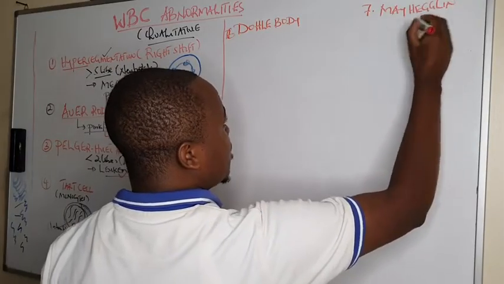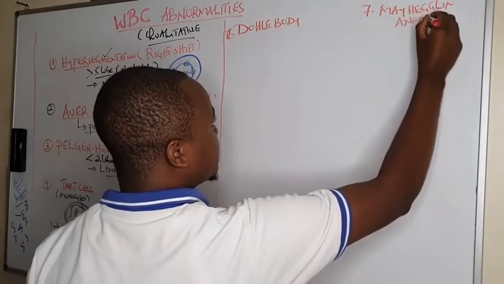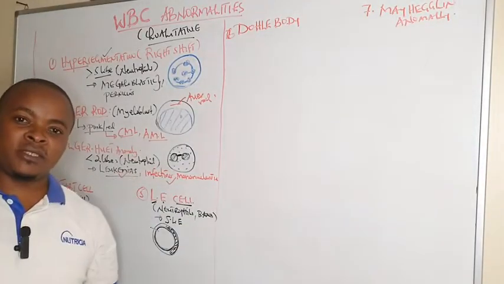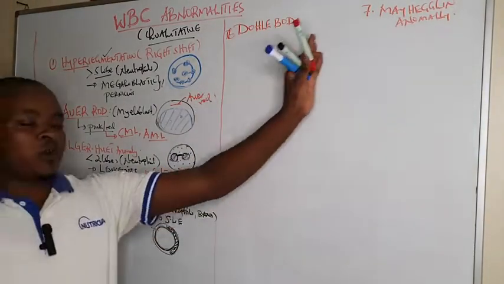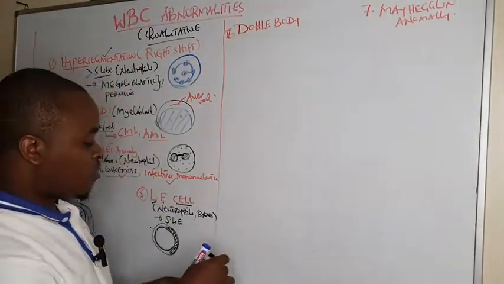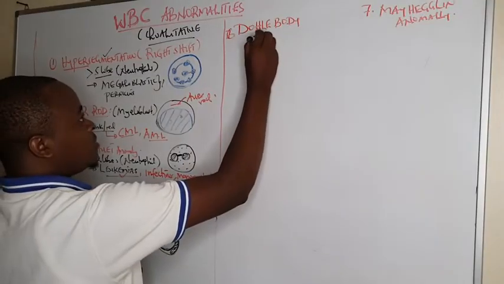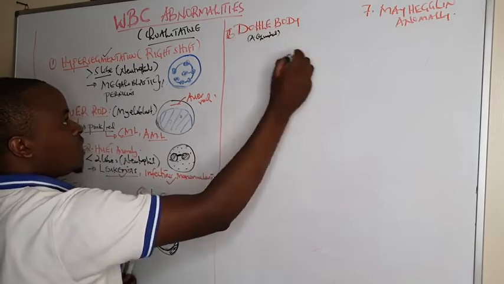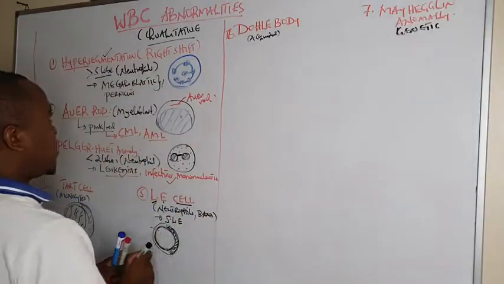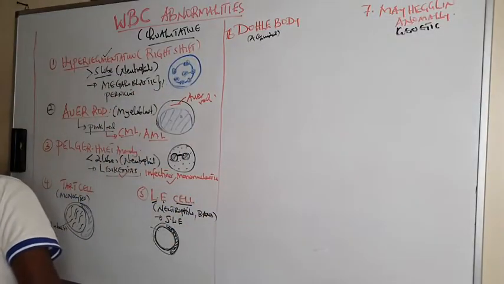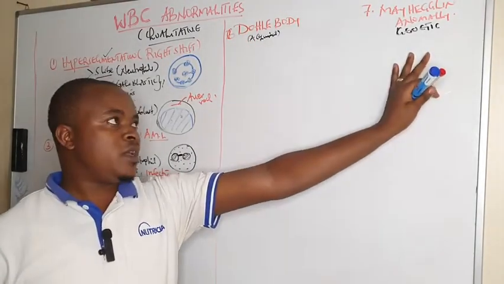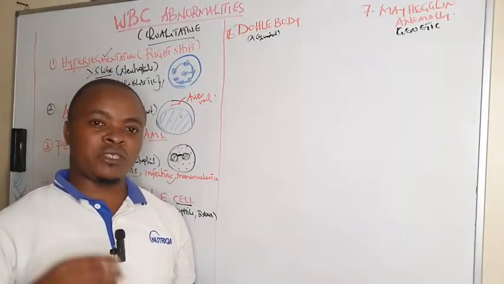May-Hegglin anomaly. These are also two different abnormalities found in white blood cells, which all look the same, but they differ in how they are acquired. Whereas Döhle bodies are acquired, due to infection, May-Hegglin anomaly is a genetic disorder, which is inherited from parents.